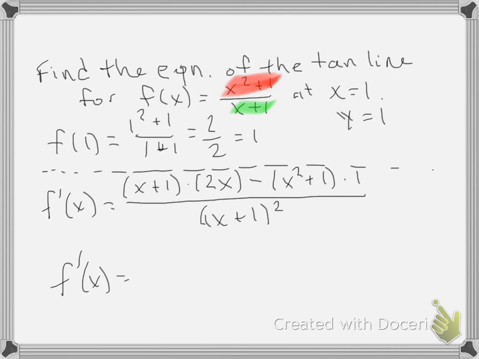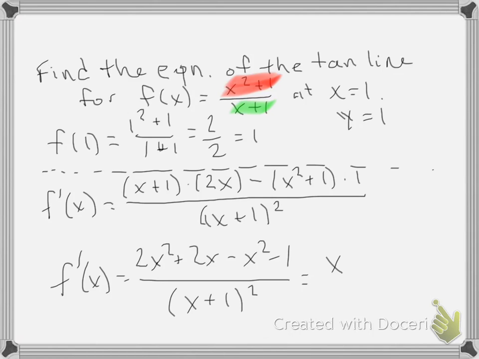So if we clean it up, I would distribute the 2x to get 2x squared plus 2x, and then distribute the negative 1 to get minus x squared minus 1, and all of that is still over x plus 1 squared. And then finishing cleaning that up, 2x squared minus x squared is x squared, plus 2x minus 1, and that is all over x plus 1 quantity squared. That is your derivative. Now, you might be thinking, oh, I can factor x squared plus 2x minus 1 and cancel some things out. Again, wrong. If that were x squared plus 2x plus 1, you could, but it's not.